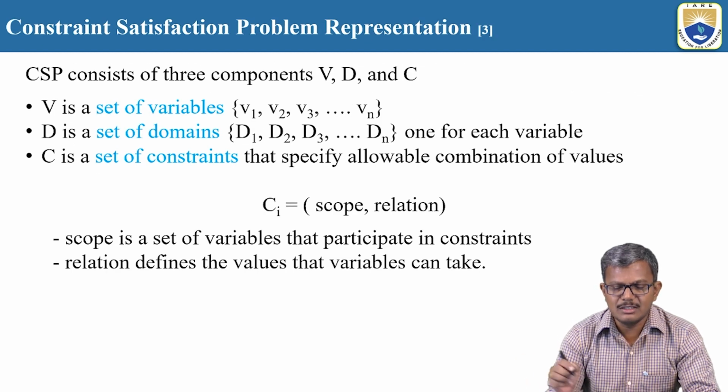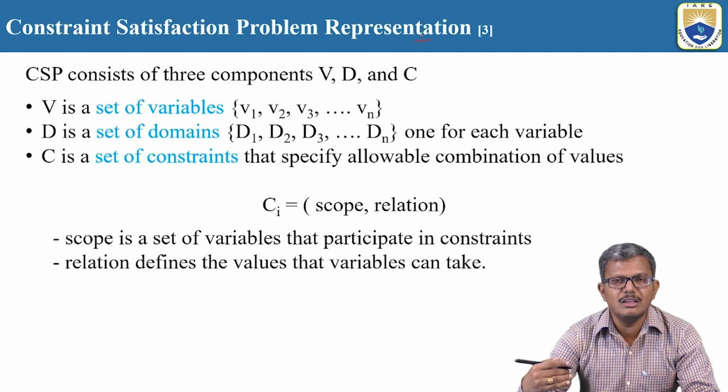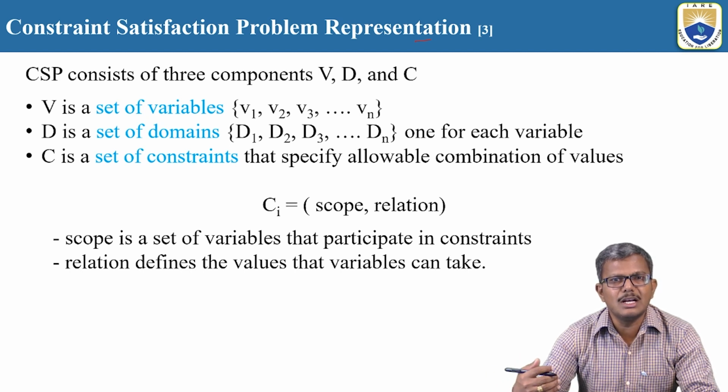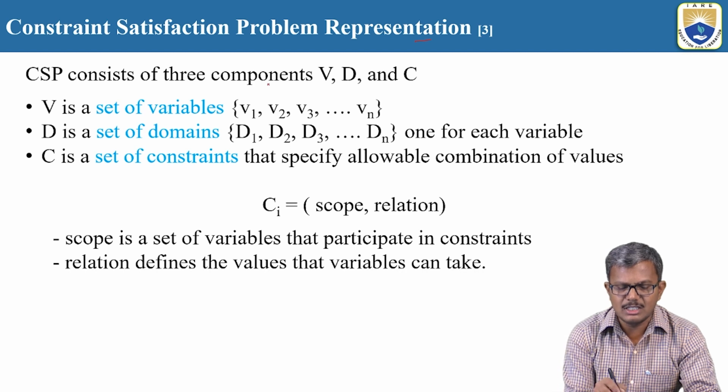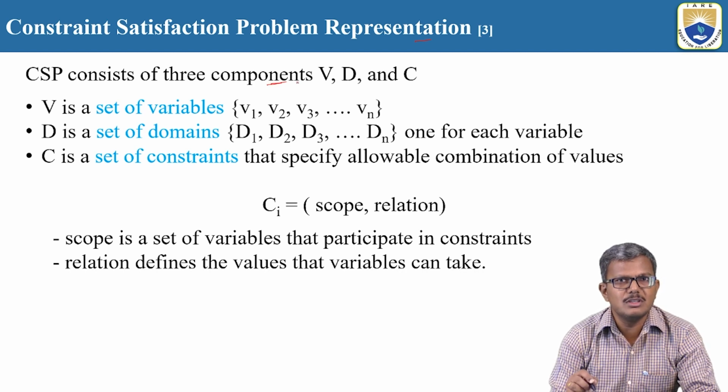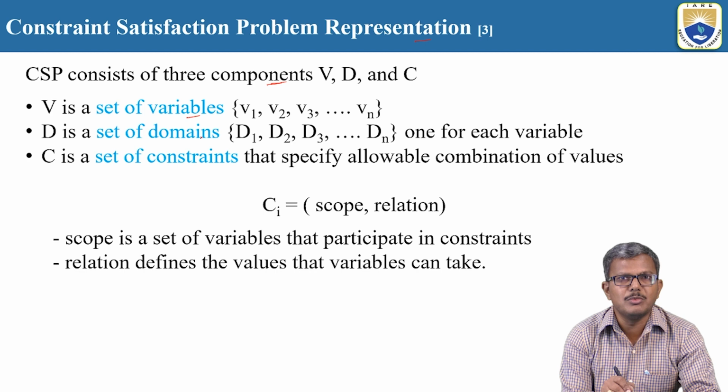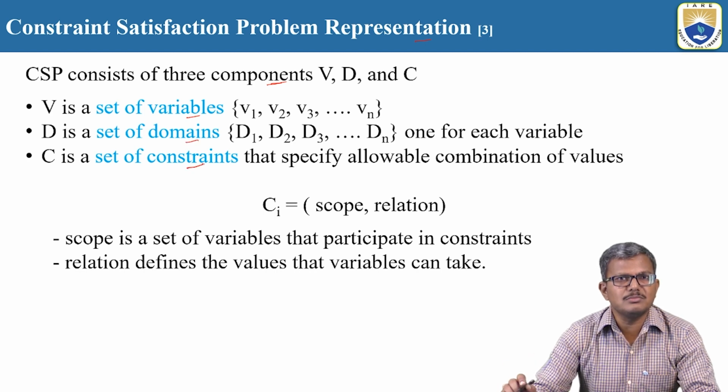Now let us try to understand the representations. Theoretically we came to know what constraint satisfaction means and what a constraint satisfaction problem is. But in real cases, how we are going to represent this constraint satisfaction problem is more important. Just now we discussed that there are different components or elements in this problem. We can say that there are three main important components: one component is the variables, one is the domain, and another is the constraints.